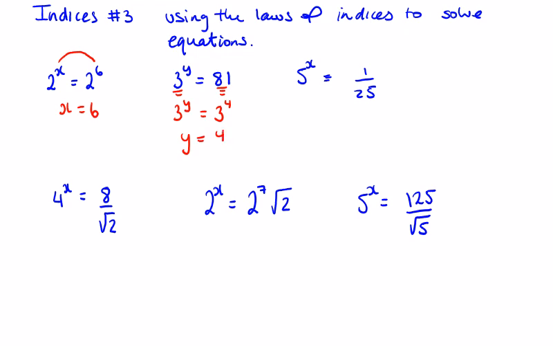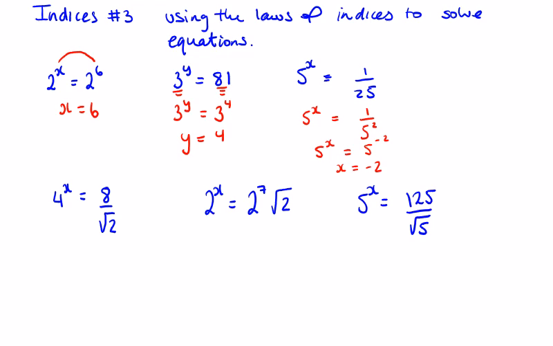In this case, we need to bring the 25 up, or we can write it as 1 over 5 squared to begin with. So 5 to the power of x is equal to 5 to the power of minus 2. So x, in this case, is minus 2.